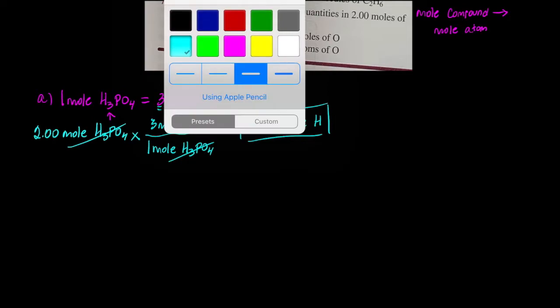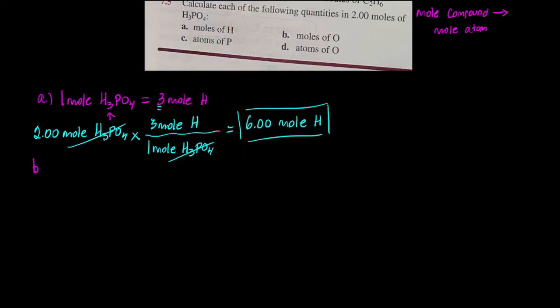Let's take a look at the other ones. Here we're interested in oxygen. So from the chemical formula, we know that there's a subscript of a 4. Okay, a 4 right there. So we want to convert that to moles of oxygen. There's 4 moles of oxygen here.